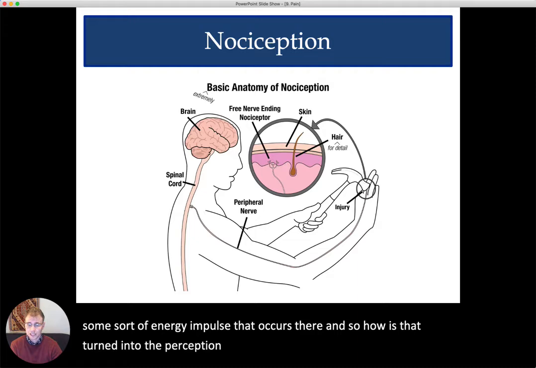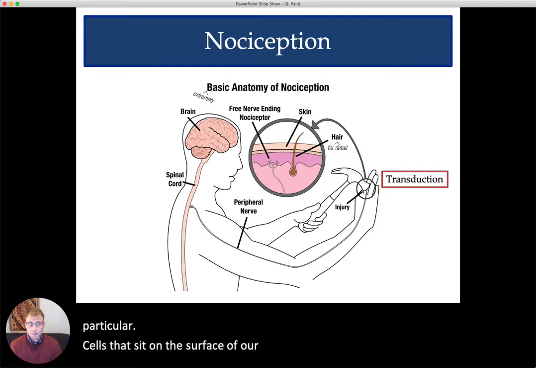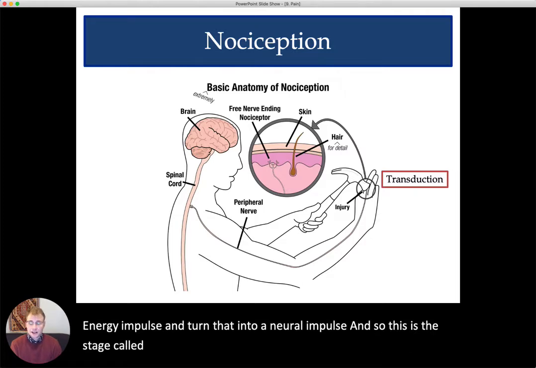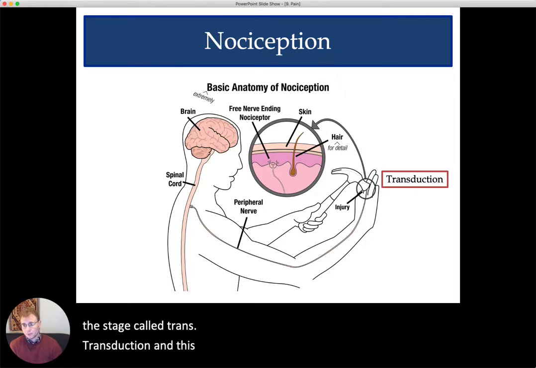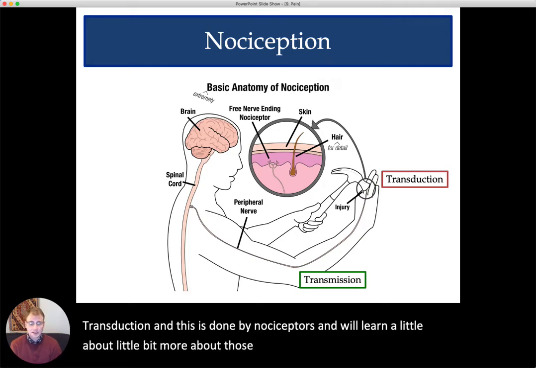The first stage is what we call transduction. And this occurs where there's nociceptors, or particular cells that sit on the surface of our skin, and they pick up this energy impulse and turn that into a neural impulse. So this is the stage called transduction, and this is done by nociceptors, and we'll learn a little bit more about those on the next slide.